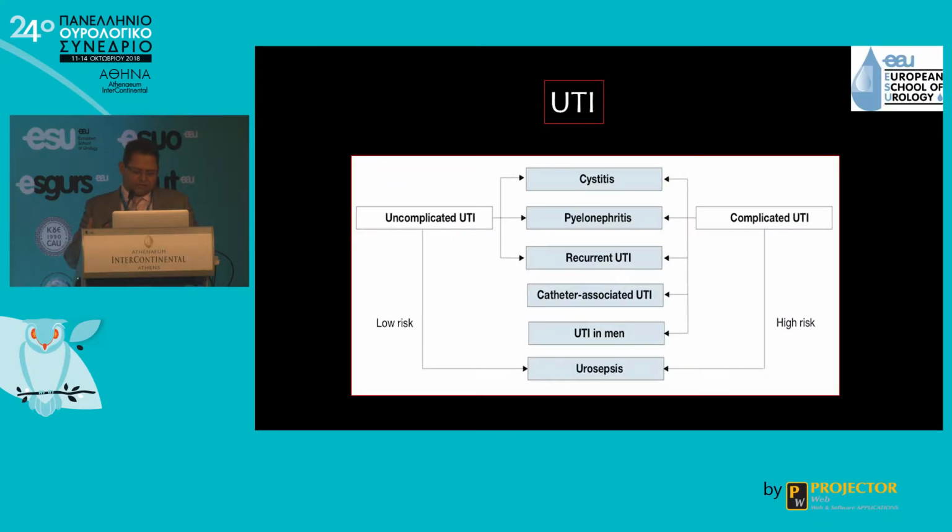This is from the EAU guidelines on urinary tract infections: uncomplicated, which could be cystitis, pyelonephritis, or recurrent, and then complicated, which could be high risk and urosepsis, or a combination of any of these. So catheter-associated infection, or male UTI, or recurrent infections, pyelonephritis.